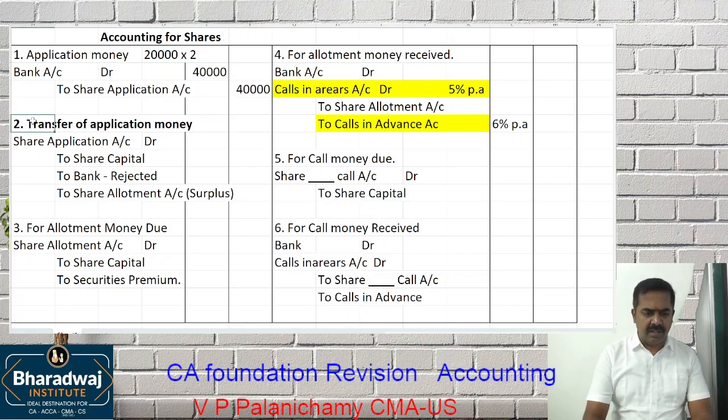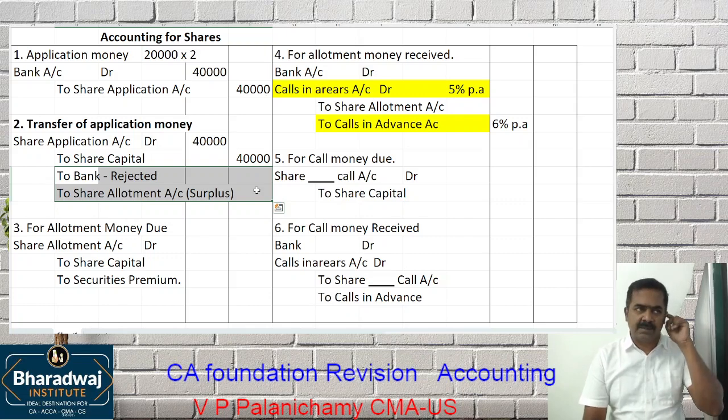Transfer of application money. Share application account debit to share capital 40,000. In this question, there is no rejection or surplus.